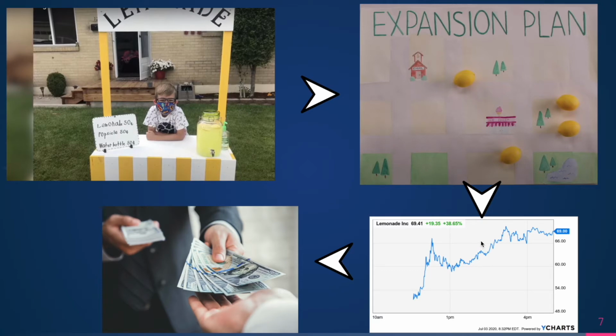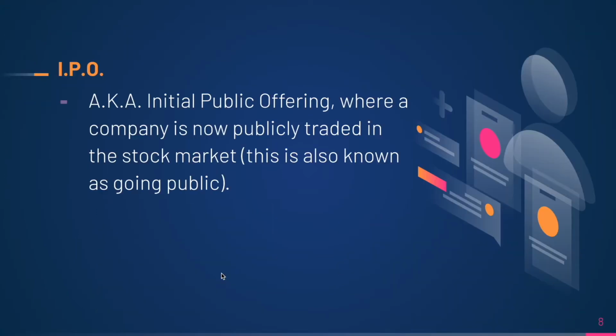By going public, he gives investors the opportunity to own a small part or share of his business for a price. When investors see an opportunity in his business, they pay him money for a share of his business. And the term for going public is called IPO, or initial public offering.